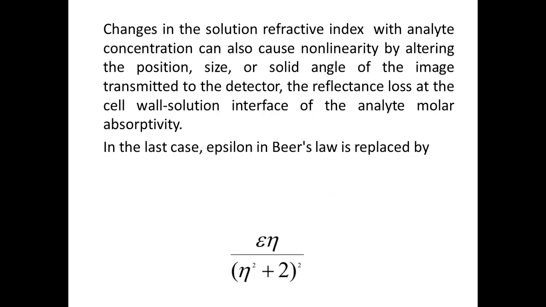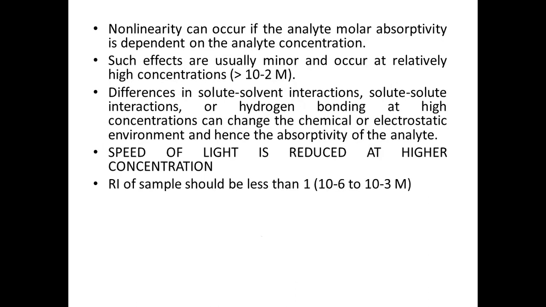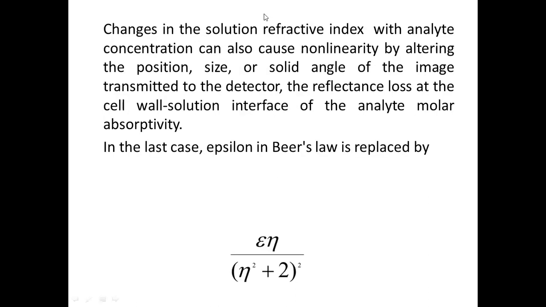There will be an increase in the refractive index of the media, and it causes non-linearity by altering the position, size, or solid angle of the image transmitted to the detector. In this case, if we write Beer-Lambert's law as A is equal to epsilon bc, here this epsilon is generally used whenever we are expressing the concentration in moles per liter.